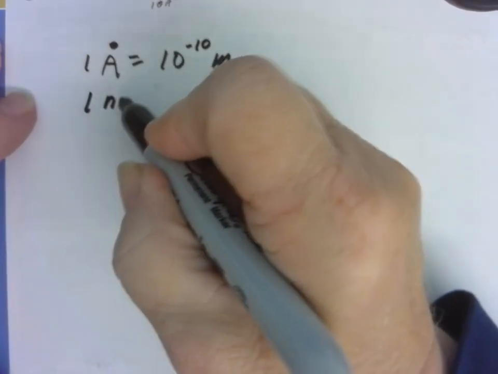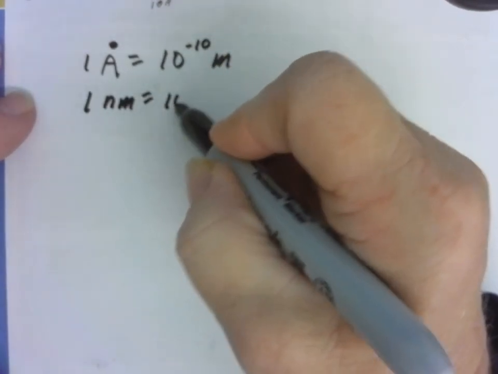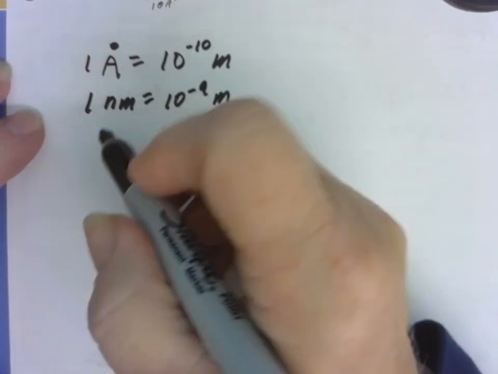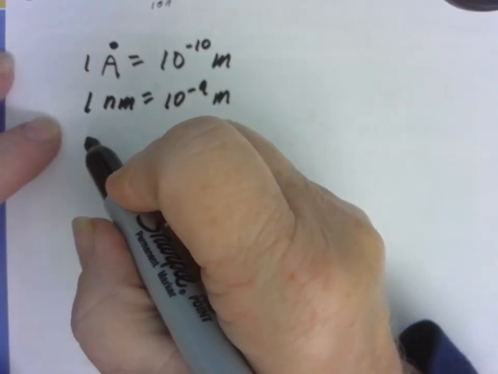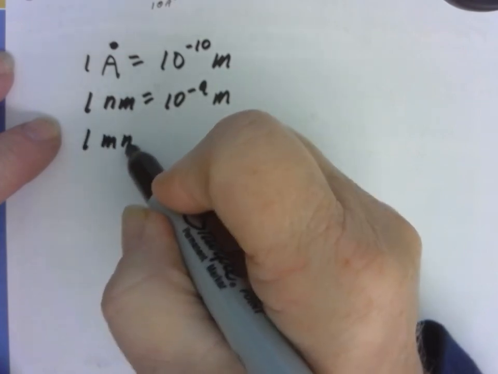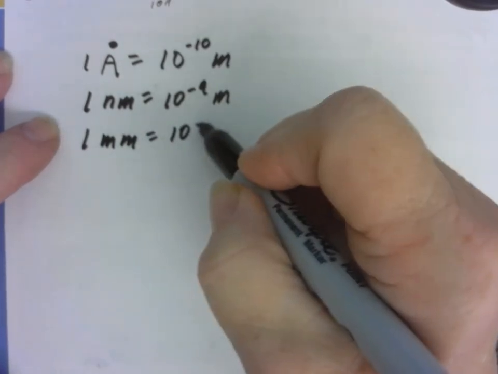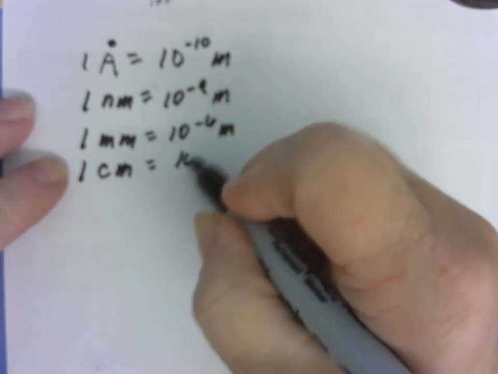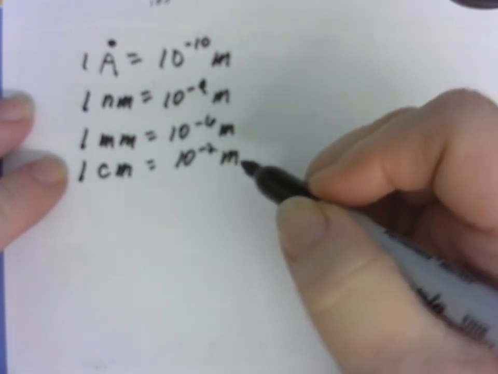1 nanometer equals 10 to the negative 9 meters. Then you also could be using millimeters, so 1 millimeter equals 10 to the negative 6 meters. 1 centimeter equals 10 to the negative 2 meters.